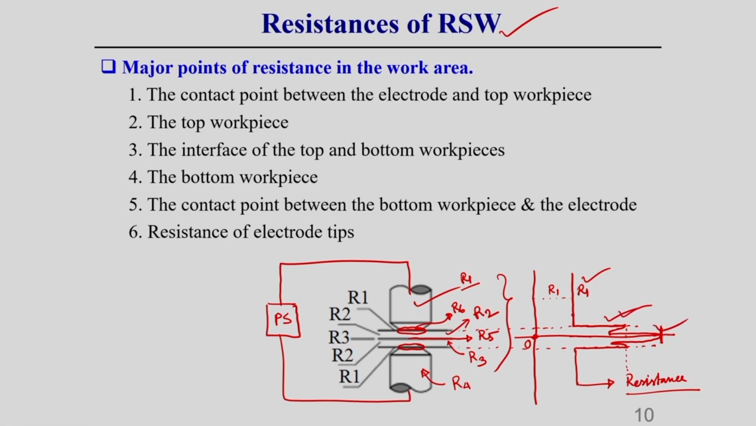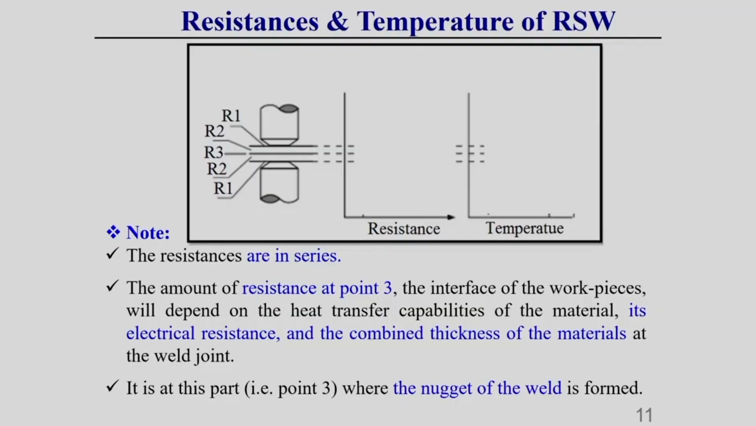Now, due to this variation of resistance, as these resistances are in series, depending on the position of the electrode, interface and all the things, once the current flows through this series resistance region, your temperature also varies. How the temperature varies, that I am showing here. So, here we observe how the resistance is varying in the resistance spot welding process.